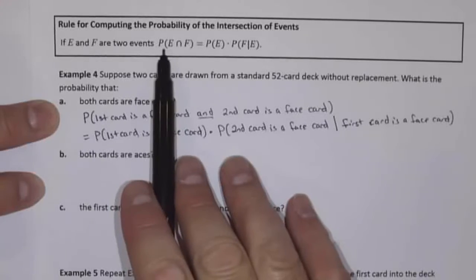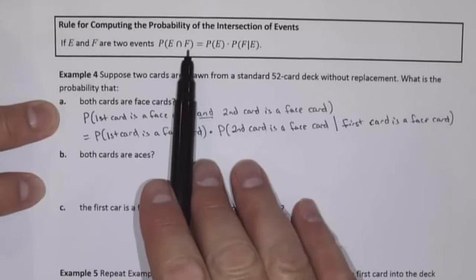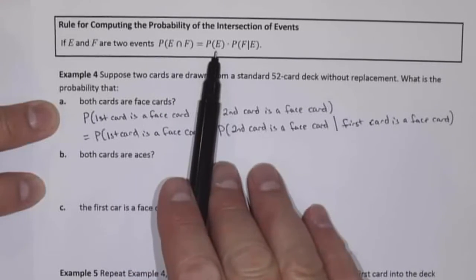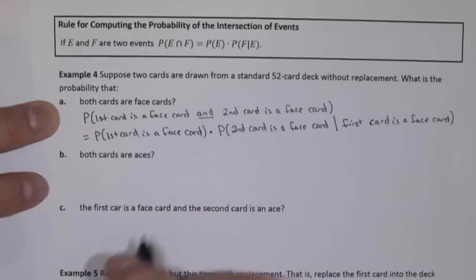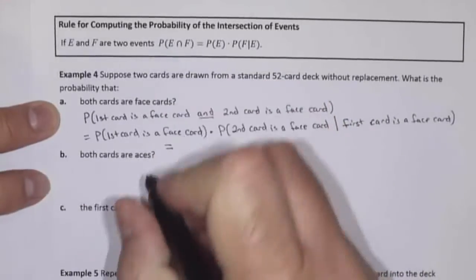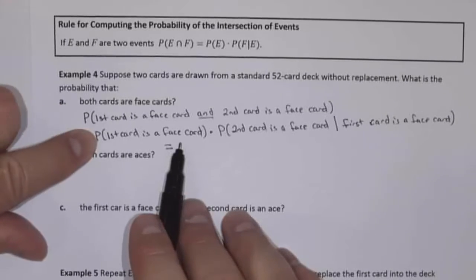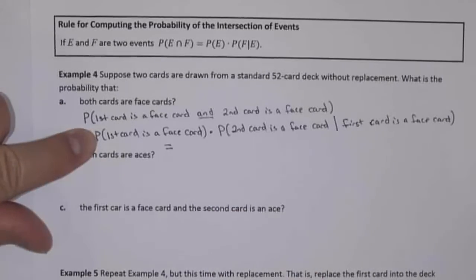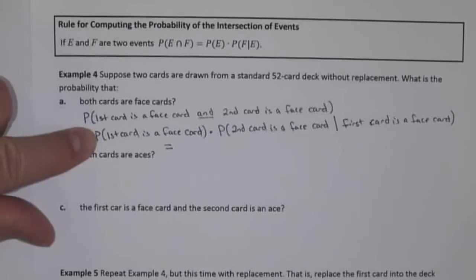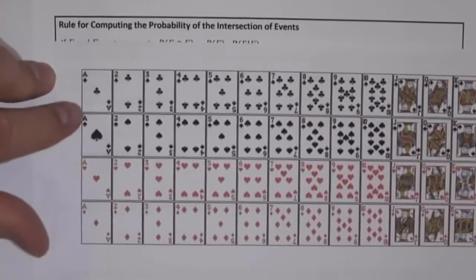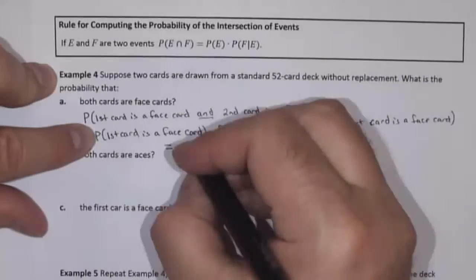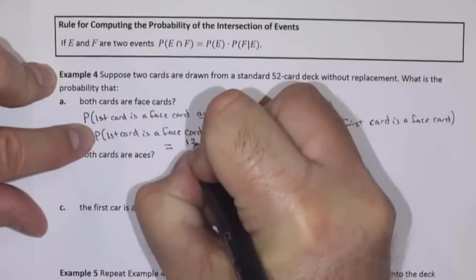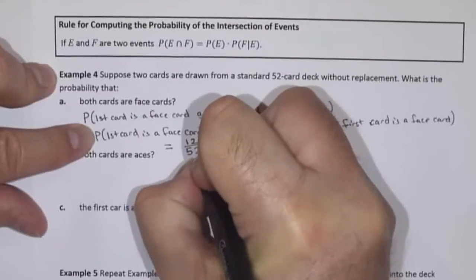So that is our rule. The probability of E intersect F is equal to the probability of E times the probability of F given E. That's our rule. So the probability that the first card is a face card. Now again, we have seen our deck of cards several times now. There are 12 face cards out of 52 cards. So the probability that the first card is a face card is going to be 12 out of 52.